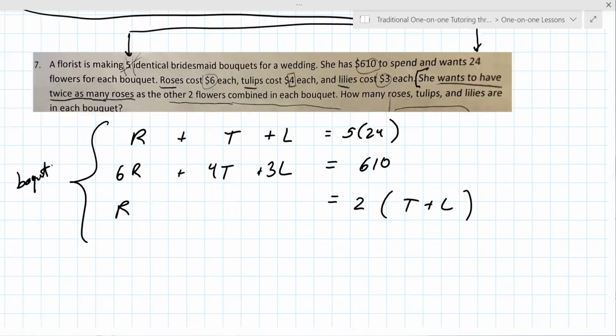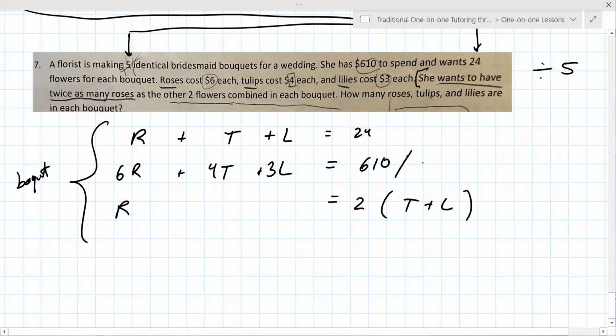So I think I heard something earlier, like everything needs to be divided by 5, and now I kind of see that. So if we do this in terms of a bouquet, we know that all the roses and all the tulips and all the lilies in one bouquet has to equal 24. And since we want to spend the same amount on each bouquet, we would divide this by 5. And then this one doesn't really matter because whether you use the bouquet or the full amount, it still holds that it's twice as many of that.